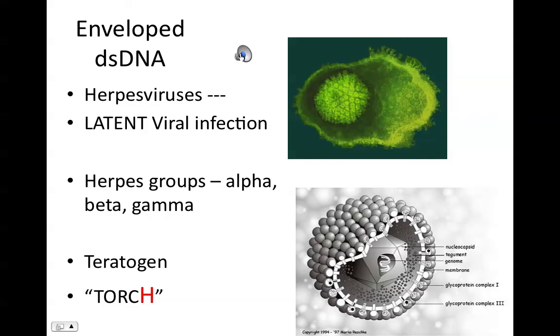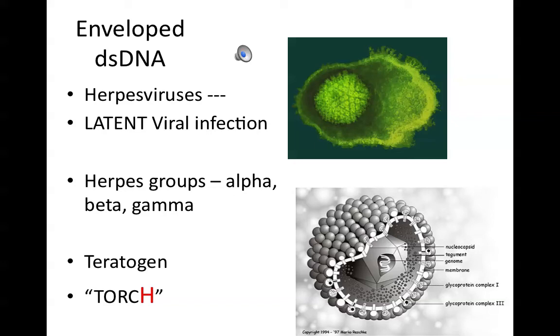The enveloped double-stranded DNA viruses, example that we have to use, are herpes viruses. These viruses are a little bit different because they cause latent viral infections. We'll see in another slide or so, these viruses gain entry into our bodies and essentially never leave. We have herpes groups alpha, beta, and gamma, all capable of causing a wide variety of different types of infections.